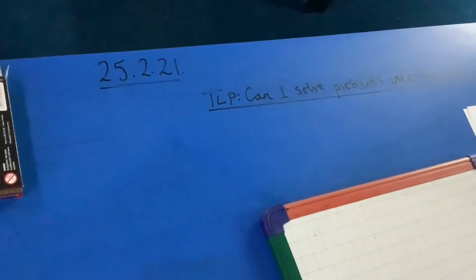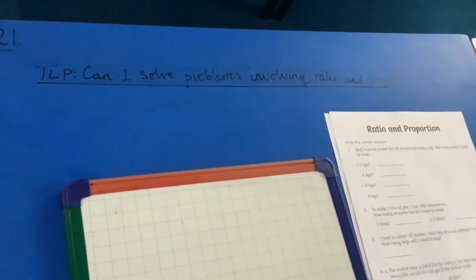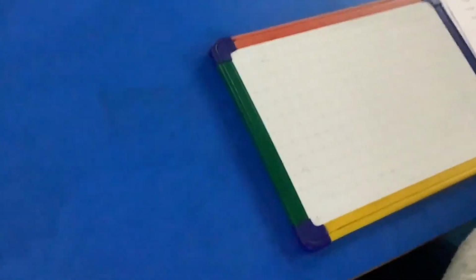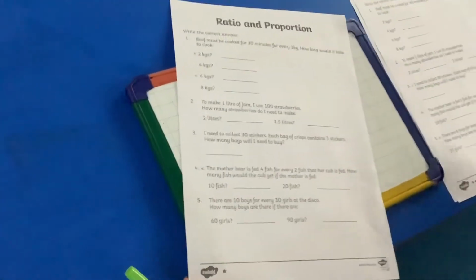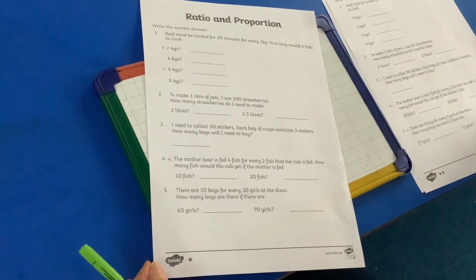Hi Year 6, this is your Thursday the 25th of February maths lesson, and what we're going to do today is solve problems involving ratio and proportion. We've put these sheets into your pack, so by now you've hopefully picked up your pack. If you haven't, don't worry, because the sheet is here, but it'll be much easier to use the one out of your pack.